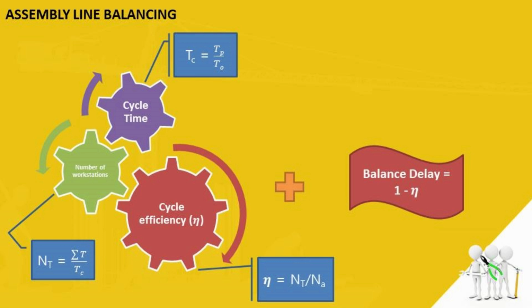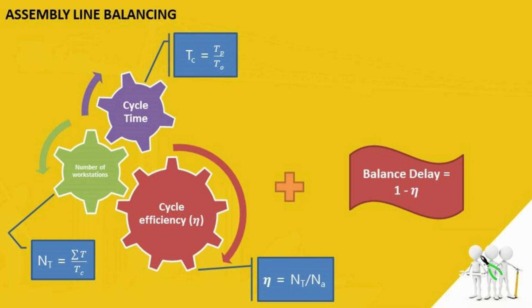Then we have number of workstations given by N suffix T. It's the theoretical minimum number of workstations that is required to satisfy the workstation cycle time constraint. It is given by N_T equal to summation of T, that is the net cycle time, upon T_C, or the cycle time.